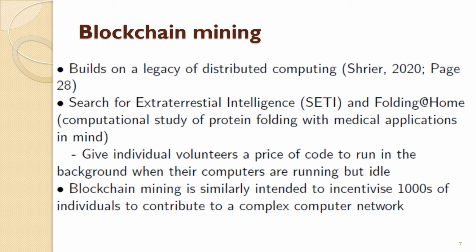So in terms of the search for extraterrestrial intelligence, what this is doing is running software for astrophysics programs, for the Folding@home project. What this is doing is conducting computational studies of protein folding with medical applications in mind. And so the related idea with blockchain mining is to similarly incentivize thousands of individuals to contribute to a complex computer network. Okay, but it turns out that possibly a more concrete analogy to draw upon here is this model of open source software.